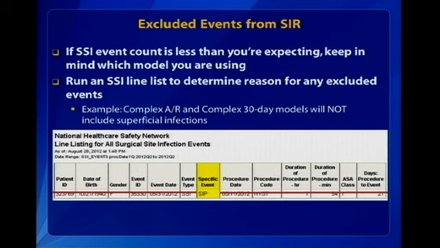So for example, if your SSI event count is less than you're expecting, you need to keep in mind which model you're using. And in this example, you can see the SSI event, the specific event is SIP, which is superficial incisional primary. And the complex AR and the complex 30-day models will not include superficial infections. So therefore, this event would be excluded. And this, again, can be found in an SSI event line list.